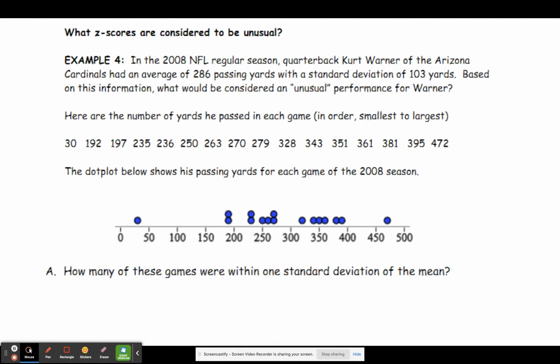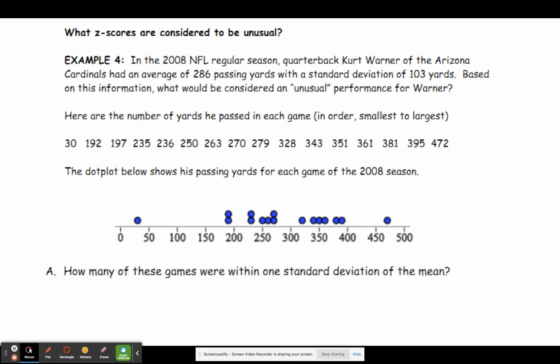Now let's talk briefly about what z-scores are considered to be unusual. We're going to use Kurt Warner again. And this time you're given his average for the season, you're given the standard deviation. And we want to know, based on this information, what would be considered an unusual performance for Kurt Warner? We have the average number of yards that he passed in each game. They're ordered for you from smallest to largest, and we also have a dot plot. So it looks like he was fairly consistent, but he did have one game which seemed to be really bad. He only threw for 30 yards, and his best performance was 472.